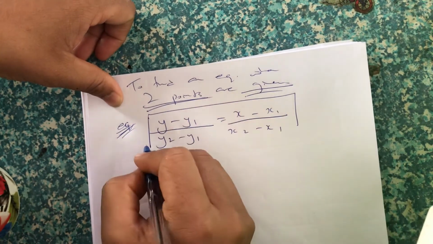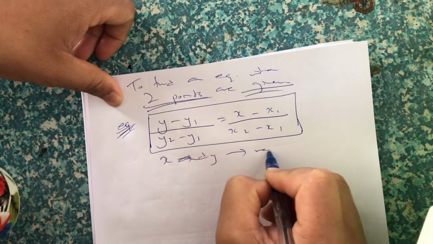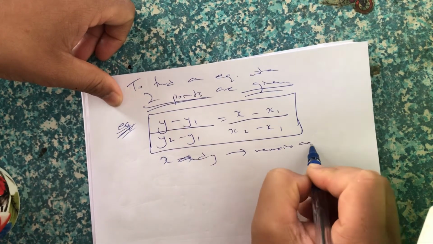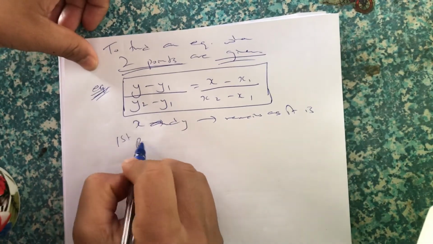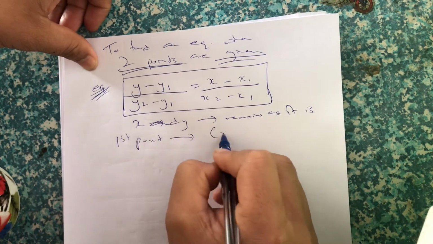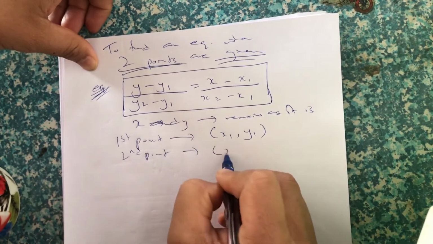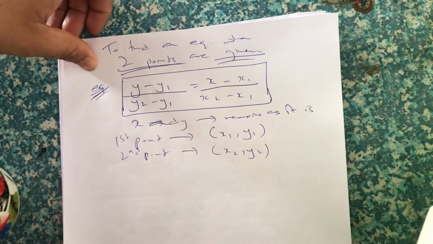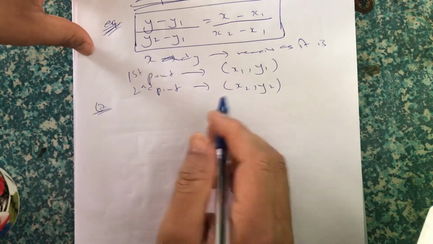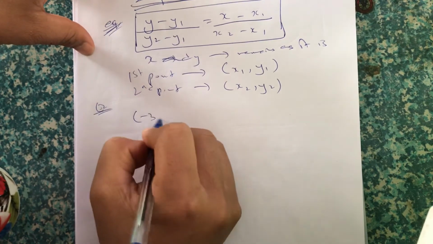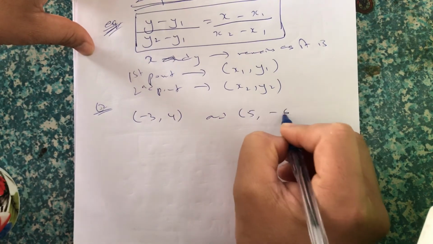That's the formula that I will use, where x and y remain as they are, just like the previous one. The first point that has been given, we call it x1, y1. The second point that we have, we call it x2, y2. Okay, example. Let's find the equation of a line passing through the points minus 3 comma 4 and 5 comma minus 6.